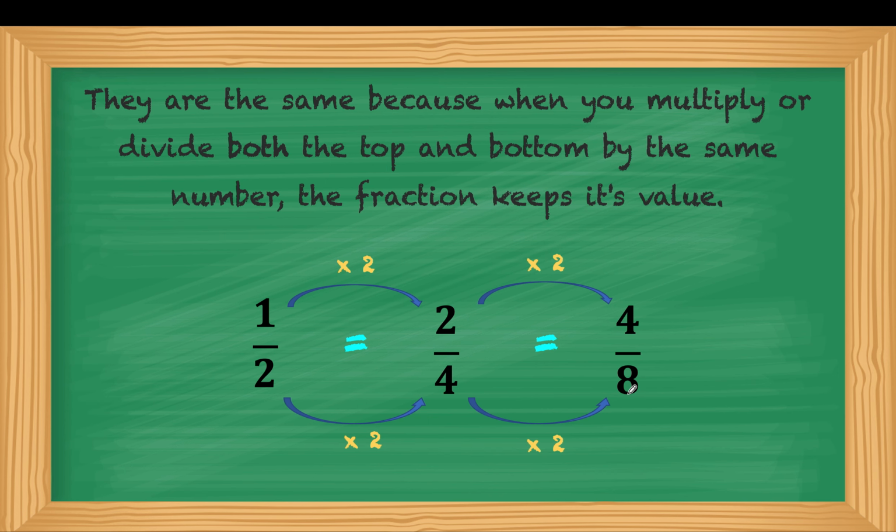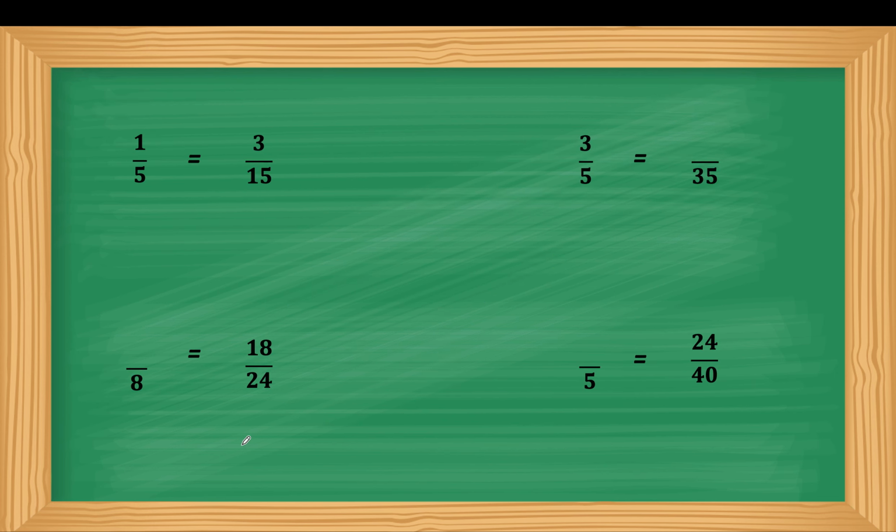Now, the opposite is true because if we are dividing and I write 8 divided by 2, I will end up with 4. And if I write 4 divided by 2, I will end up with 2 as well. So they both work for multiplication and division. Now, let's work these examples together.